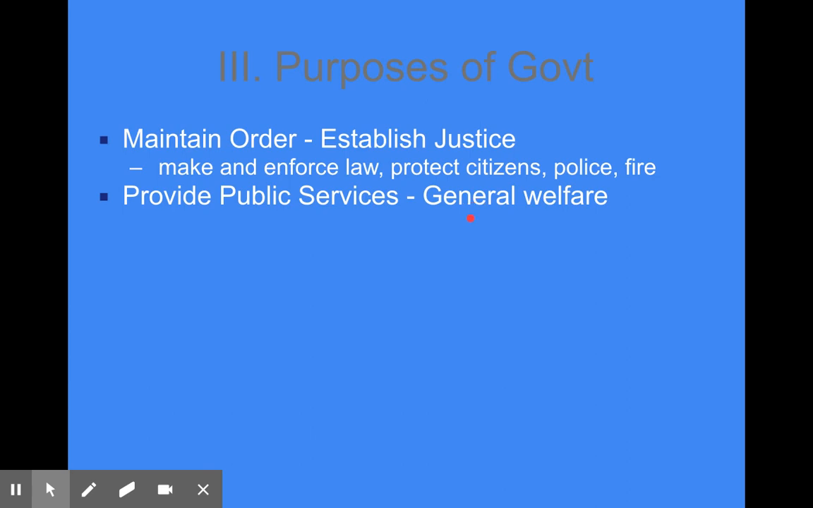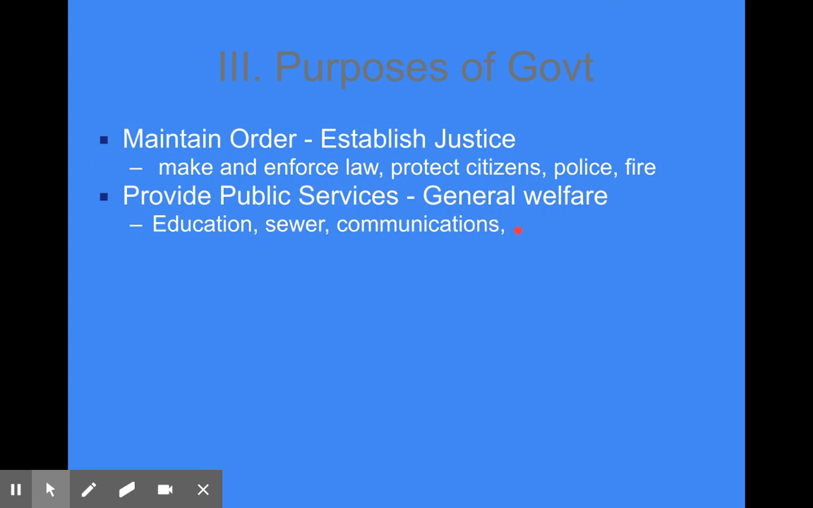If you look at We the People, the preamble of the Constitution, promote the general welfare. We'll get to that. So things like education. I like sewer systems. I want to flush a toilet and have it just go away.